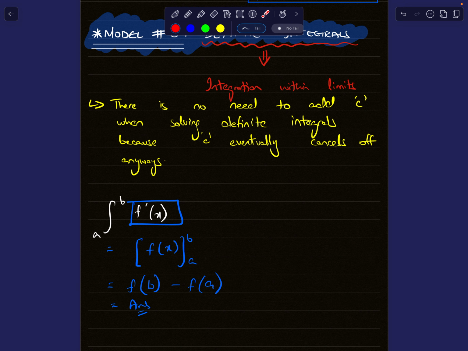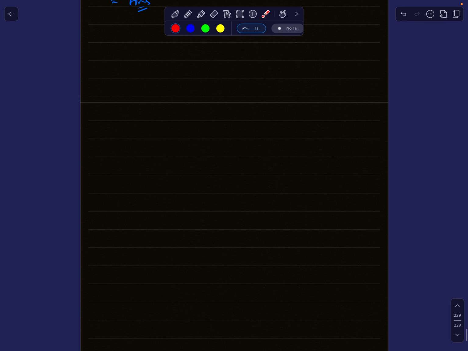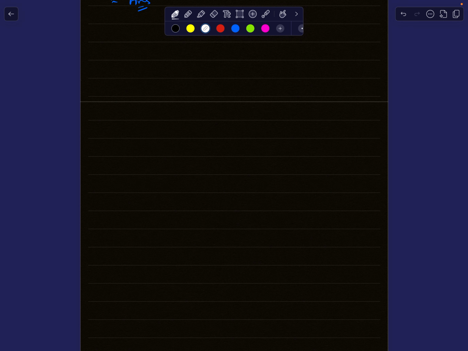So you should notice that when we integrated this thing, we did add a c. And when we applied the limits, we end up with something like this. The upper limit minus the lower limit. And notice that c cancels off. Therefore, we see that there is no need to add c when solving definite integrals. Moving on, let's take a few examples.